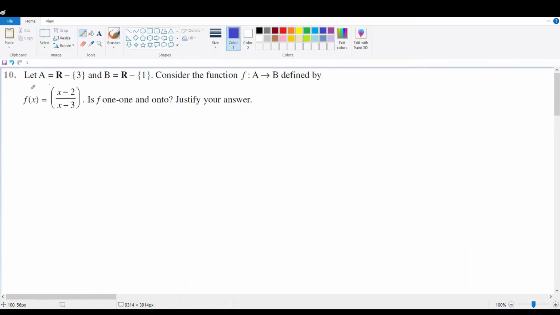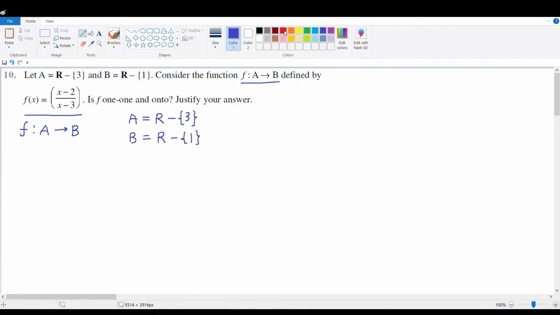Question 10. Let A equal all real numbers except 3 and B equal all real numbers except 1. Consider the function f from A to B defined by f(x) = (x - 2)/(x - 3). Is f one-one or onto? Justify your answer. So here you are given a function from A to B such that A is all real numbers except 3 and B is all real numbers except 1.